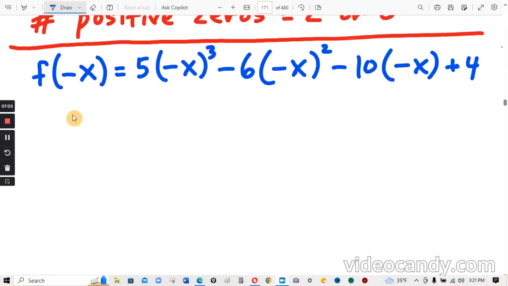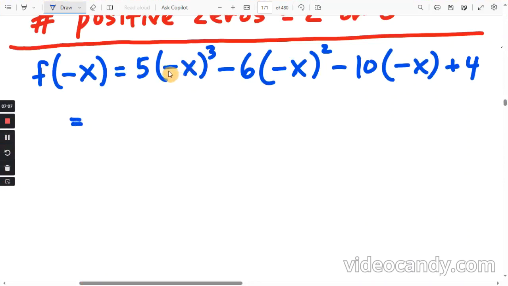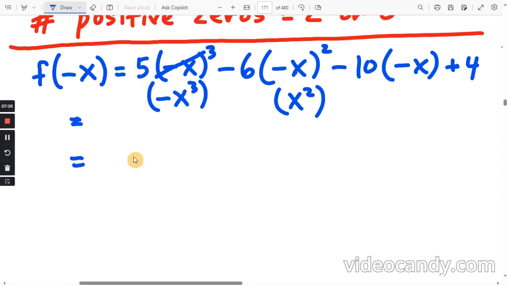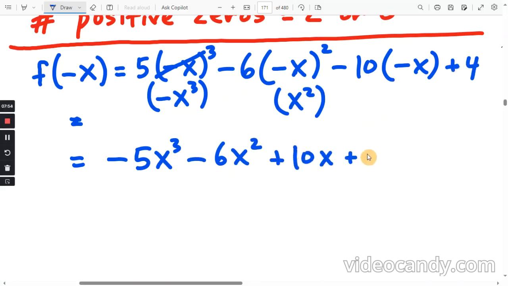All right, so f of negative x, let's see. When you cube negative x, when you multiply negative x 3 times, that's going to be negative x to the third. So this becomes negative x to the third, and it's still times 5. When you square negative x, that becomes positive x squared. So we have 5 times negative x to the third, that's negative 5x to the third. We have negative 6 times x squared. Negative 10 times negative x is positive 10x. And positive 4 is on the end.